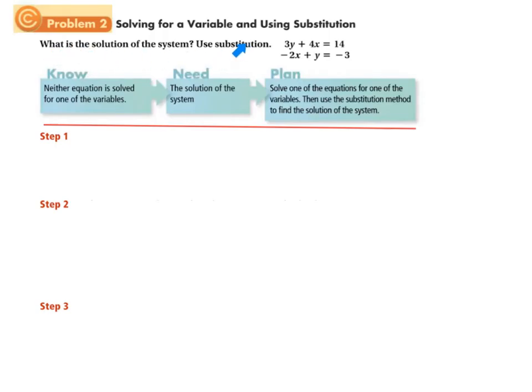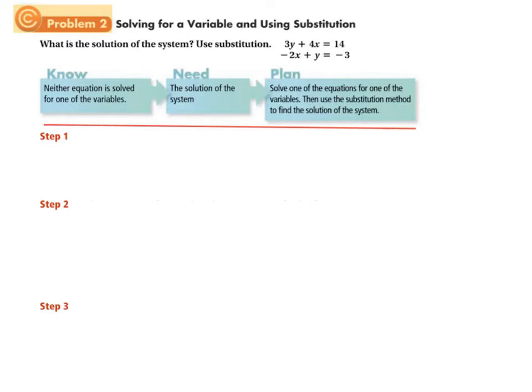Okay, so what's the solution to this system? Use substitution. Now, we see these two equations, and we see that this just says plus y. That's down to a single positive y, okay? Neither equation is solved for one of the variables, but we need the solution, and so we're going to solve one of the equations for one of the variables, and the second one, it makes the most sense to isolate y because all we need to do is add 2x to both sides, and now it'll say y equals.